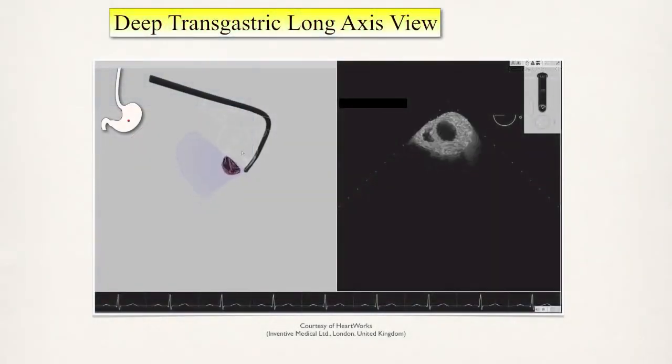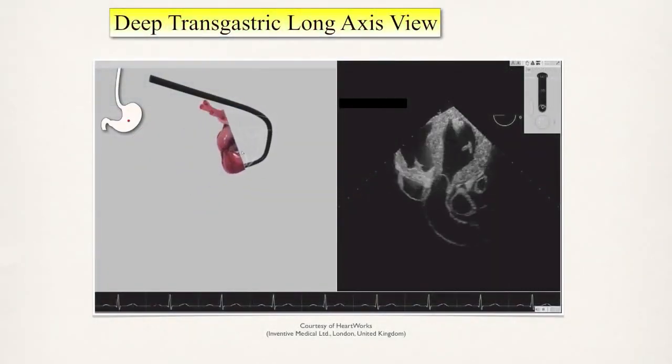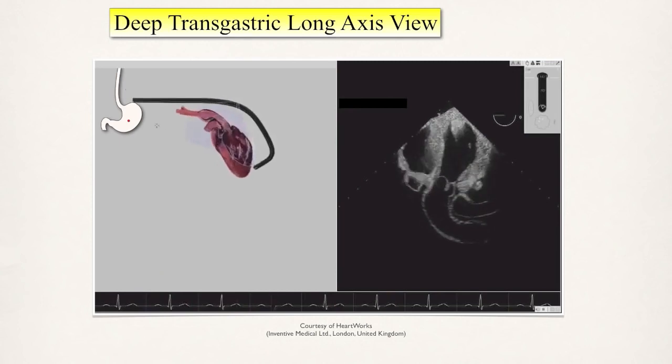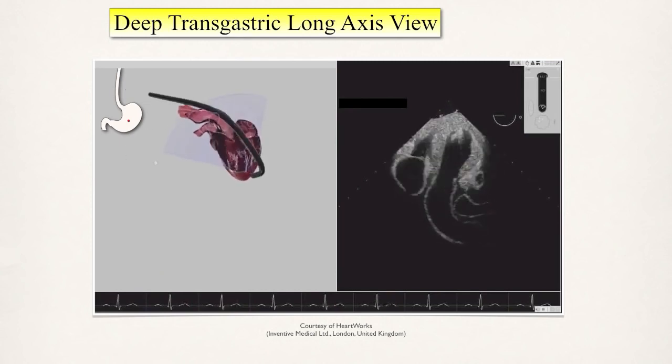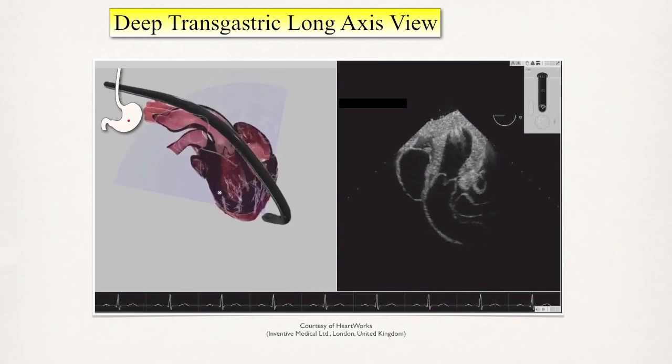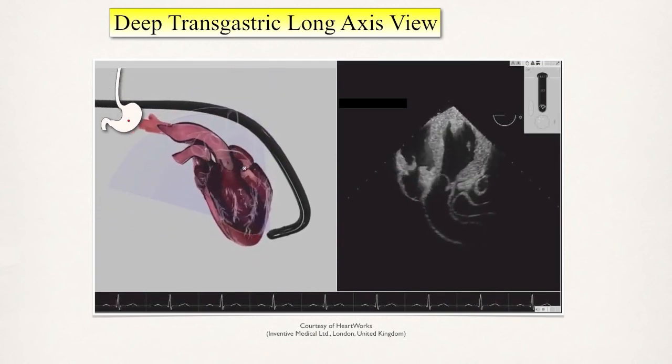This video begins with the probe advancing into the deep transgastric depth at 45 to 50 centimeters. First, the LV apex is seen. Then, the probe is antiflexed to show the structures of interest.